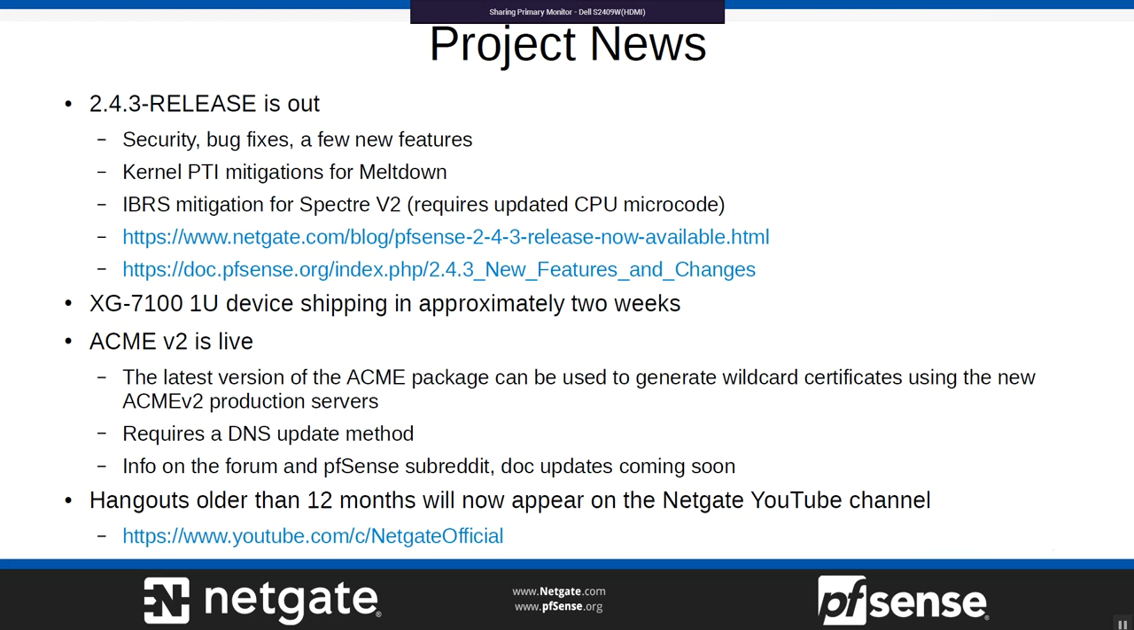Acme v2 is live, so if you were using Let's Encrypt with the Acme package, you can now use it to generate wildcard certificates with the new Acme v2 production servers. That does require a DNS update method. If you're curious about doing that, we do have some information on the forum and on the pfSense subreddit, and the documentation for that will be coming pretty soon.